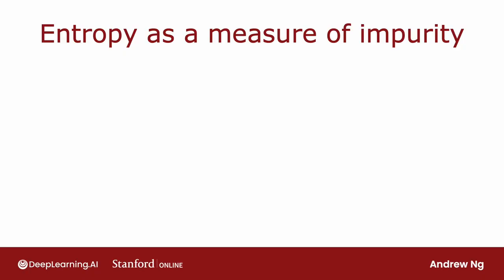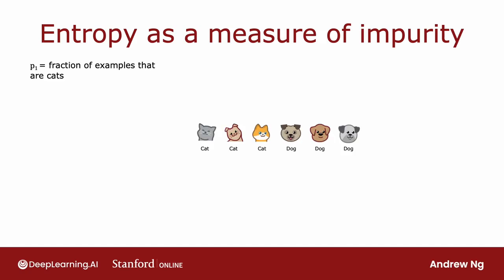Let's take a look at the definition of entropy, which is a measure of the impurity of a set of data. Given a set of 6 examples like this, we have 3 cats and 3 dogs. Let's define P1 to be the fraction of examples that are cats, that is, the fraction of examples with a label 1. That's what the subscript 1 indicates. And so P1 in this example is equal to 3 out of 6.